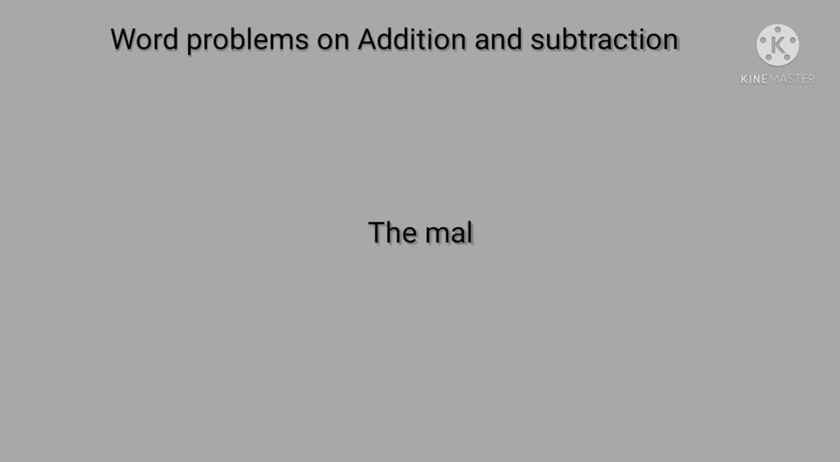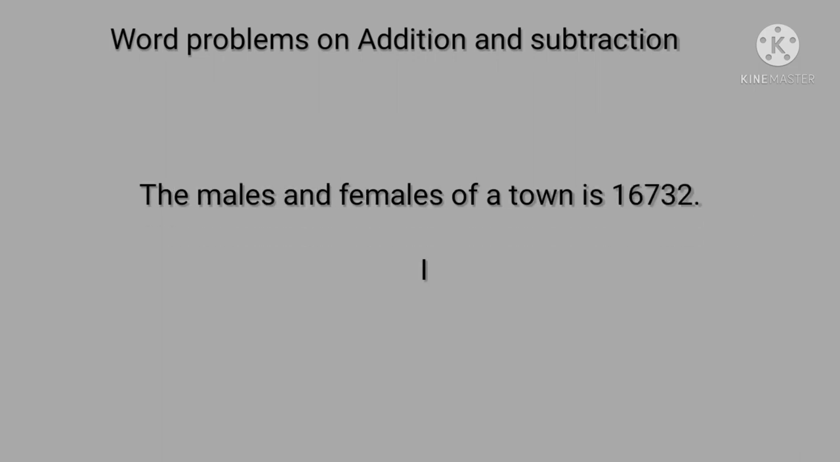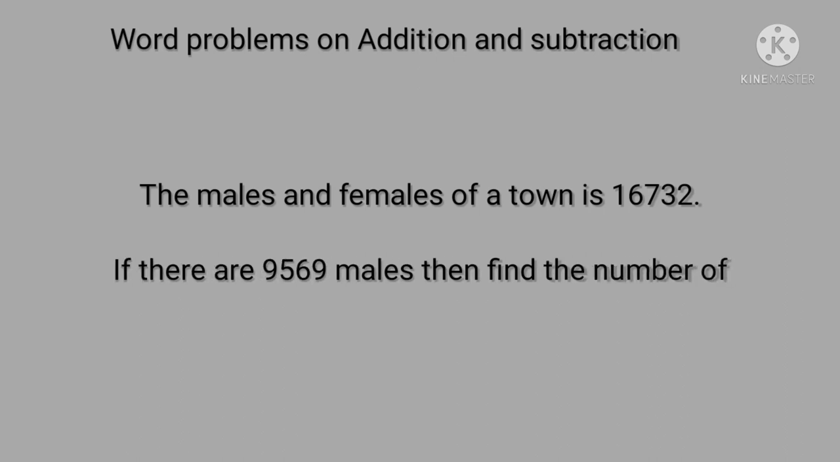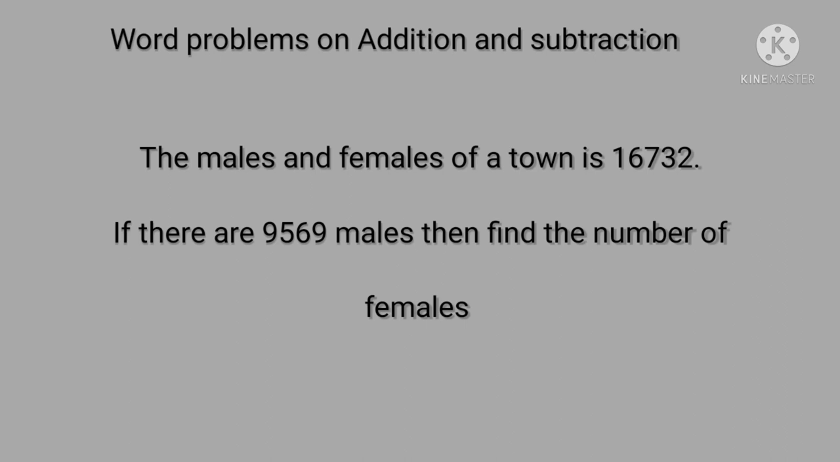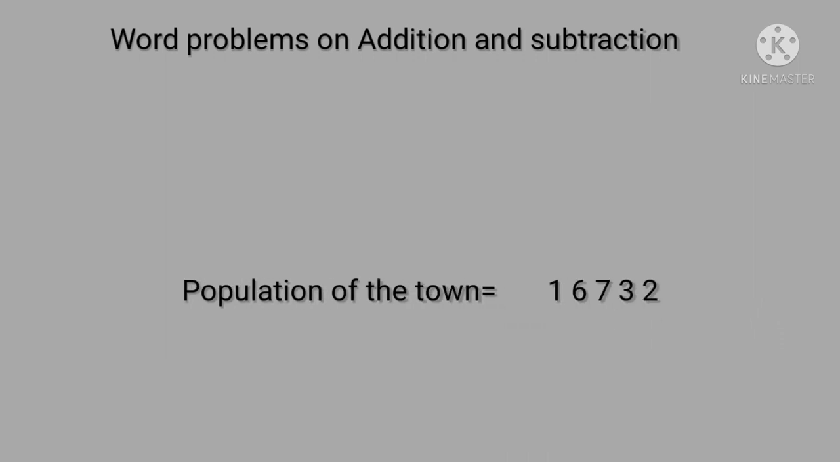Next word problem on subtraction. The males and females of a town is 16,732. If there are 9,569 males, then find the number of females in the town. So we have to subtract the males population from the total population.